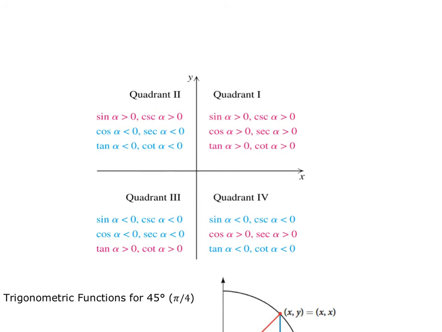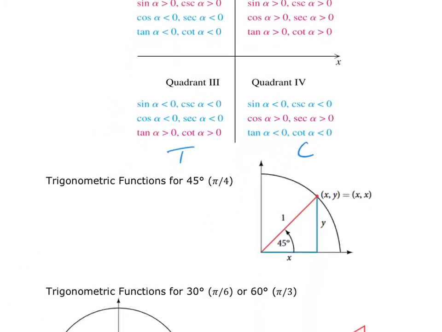We talked about this yesterday, about what's positive, and remember, all of them are positive. Sine and its reciprocal are positive. Tangent and its reciprocal, and cosine and its reciprocal. It's all students take chemistry, not what I learned in high school.